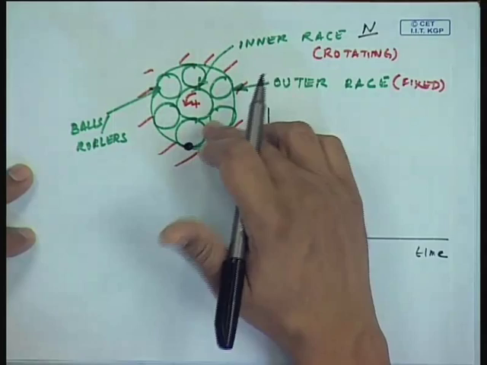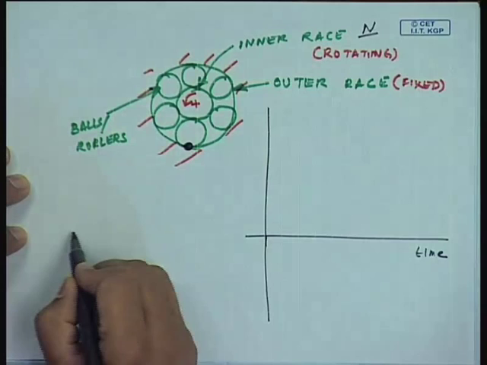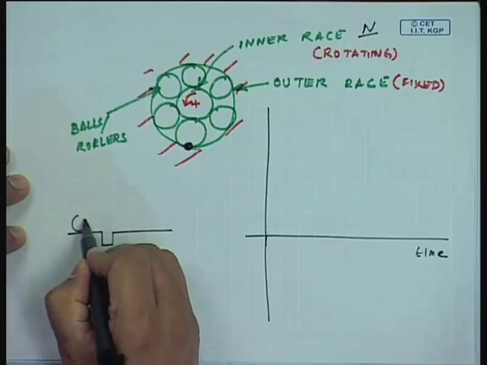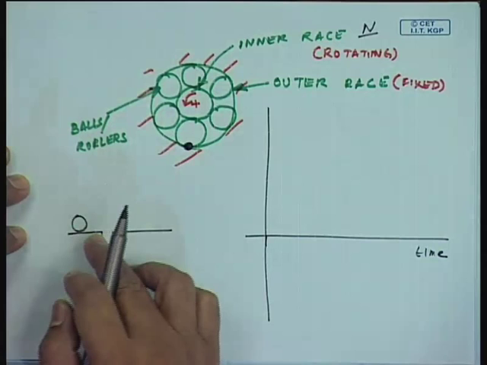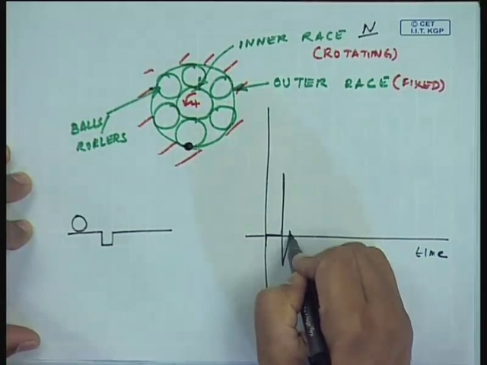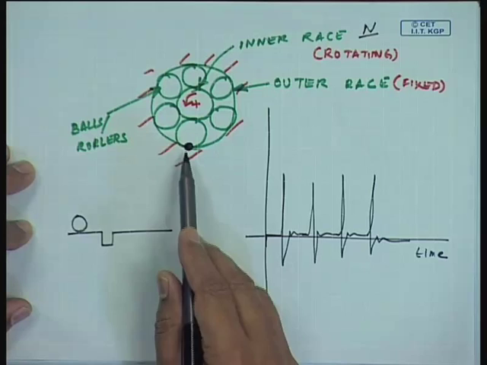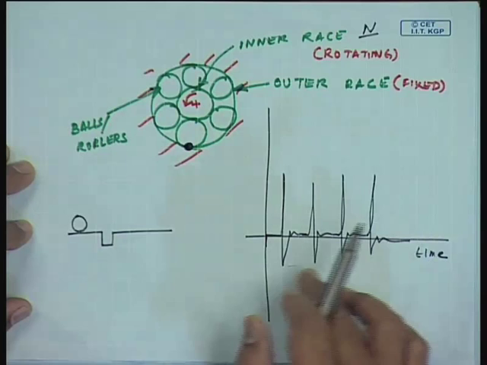No matter what, each time this rolling element or ball passes over the outer race defect, it is as if you are going over a pit each time. And if you measure the vibration created by a ball hitting a pit, each time I will get an impact and then another impact. As many times as the balls hit this defect, I will be getting a continuous pulse of impacts.